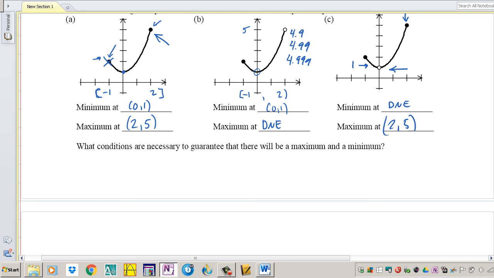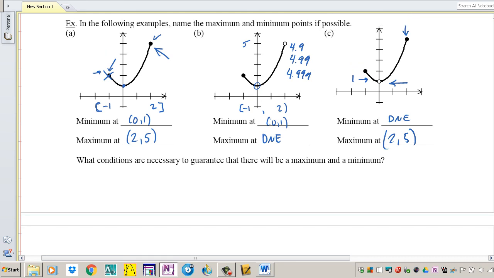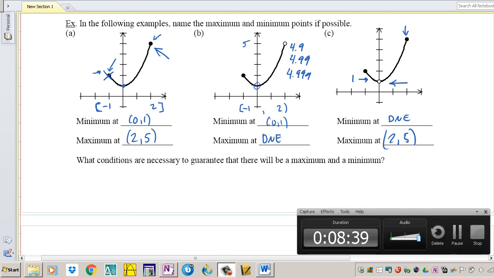What conditions are necessary to guarantee that there will be a maximum and a minimum? Well, I'll let you guys handle that. So I want you guys to go ahead and think of that on your own. So I'm going to go ahead and stop the video now and do a part 2 of the rest of the worksheet. See you guys there.